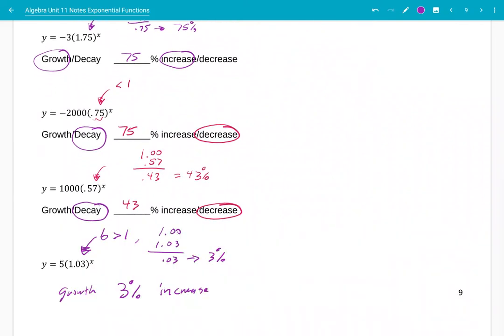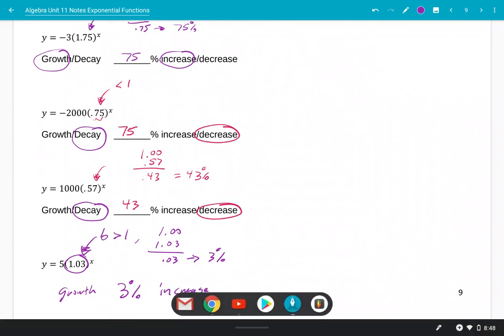Okay, easy. If this number here is bigger than 1, it's growth. If that number there is less than 1, then it's decay. Easy stuff. Okay, that's it for today. You can go and do the Delta Math assignment. It's probably just as easy as this. So there you go. I'll see you next time.